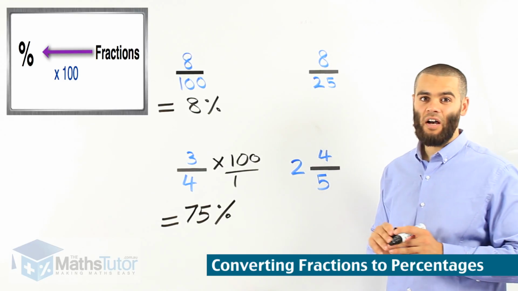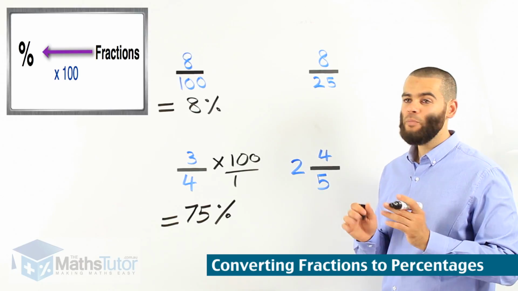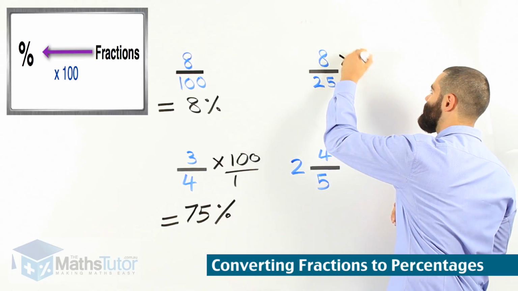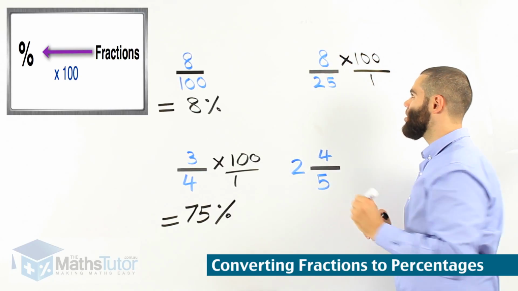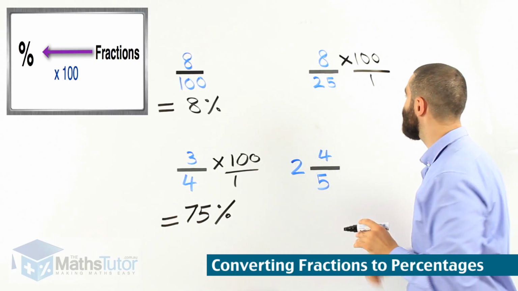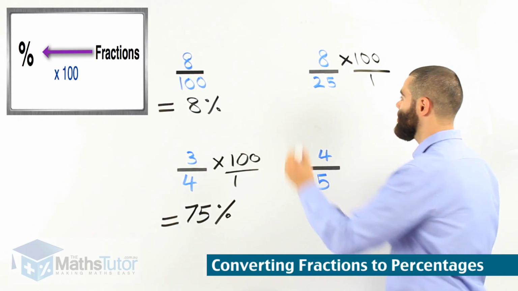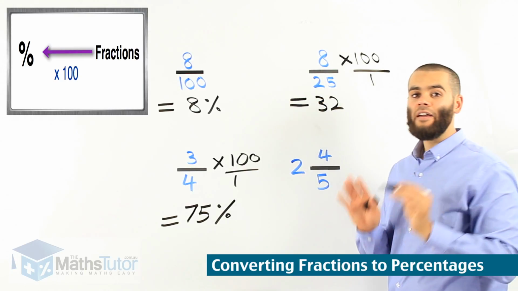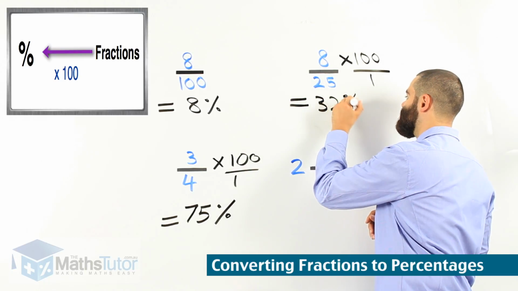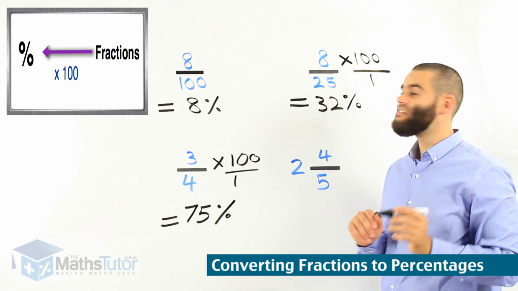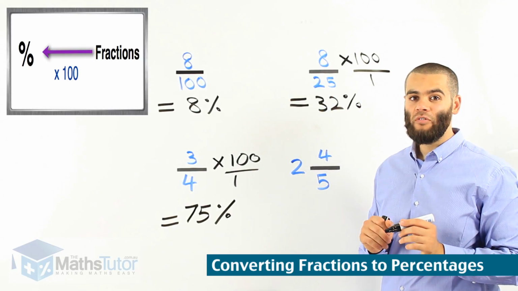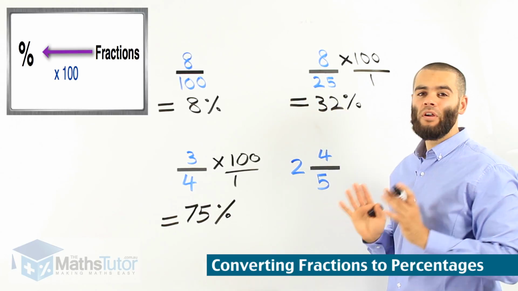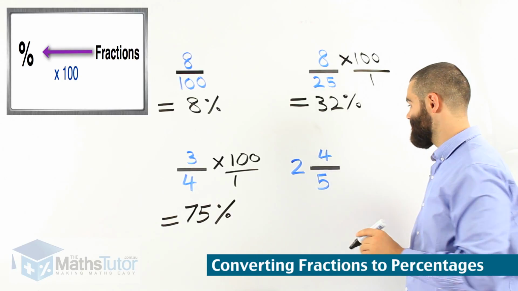8 out of 25, we're going to convert it back to percent. We multiply by 100 over 1. 8 over 25 times by 100 over 1. In your calculator, you're going to get 32, and of course, percent. 32% is exactly the same as 8 over 25. That's in fraction, and that's in percentage. When we're converting to percent, we times by 100.